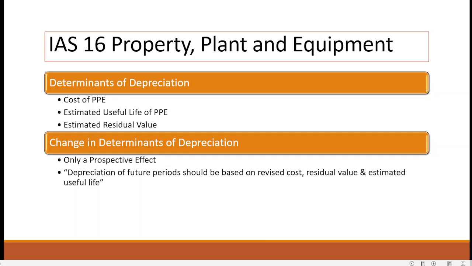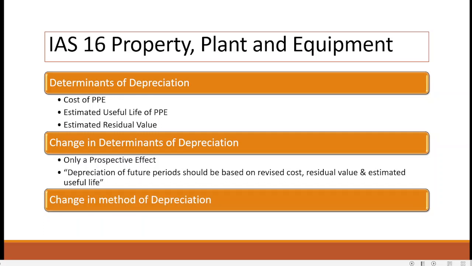If there is a change in the cost, the useful life, or the residual value because of changes in circumstances, then it's not a change in policy. But if you change for any other reason, or you want to change from straight line to WDV, written down value, then you have to change with retrospective effect, not prospective effect.